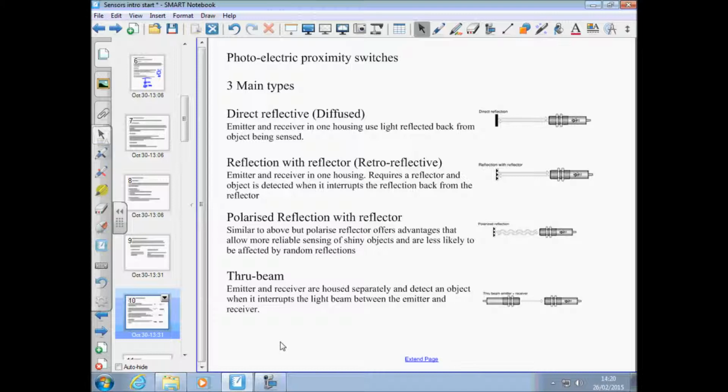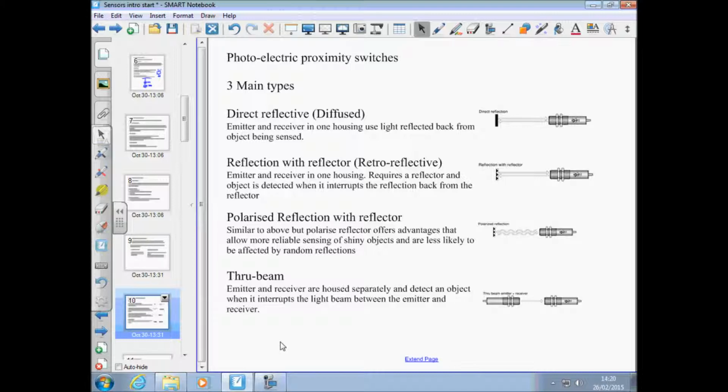The emitter sends out a beam, okay, and if there's an object in front of it, the beam is reflected back into the receiver, and therefore it turns the output on or off, as the case may be, because most of these you can change them round so that if there's an object it turns it on, or you can have it so that if there's an object it turns it off.